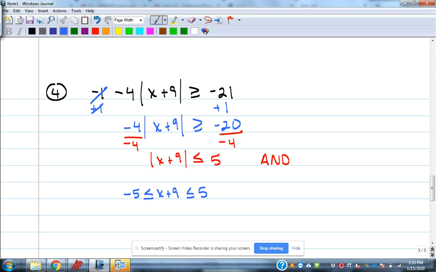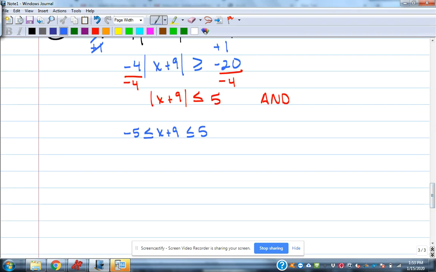Change the sign. So I copy the original problem first and just take the absolute value marks off. And then I go to the left side, put another less than or equal to symbol, and change the sign. And then I solve that. Subtract 9, negative 14 less than or equal to x less than or equal to negative 4. So we get negative answers in there, but that's okay. We're just getting our x values.